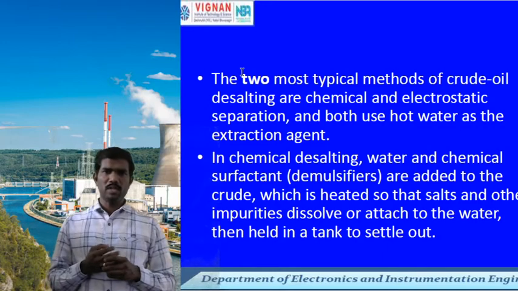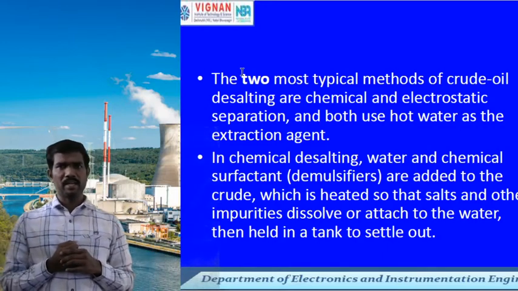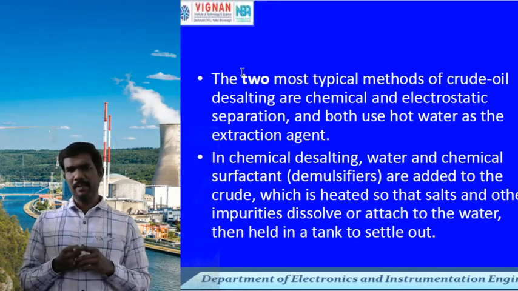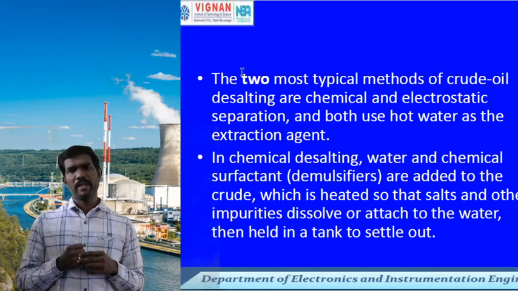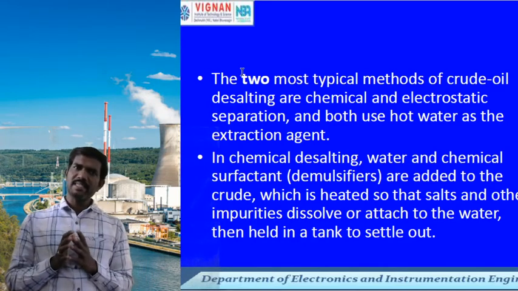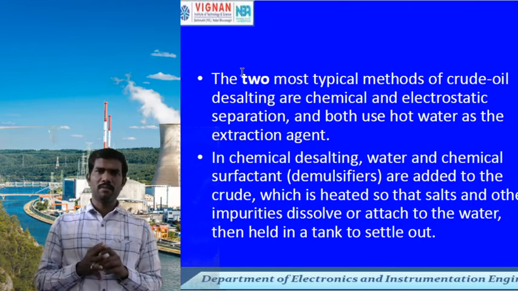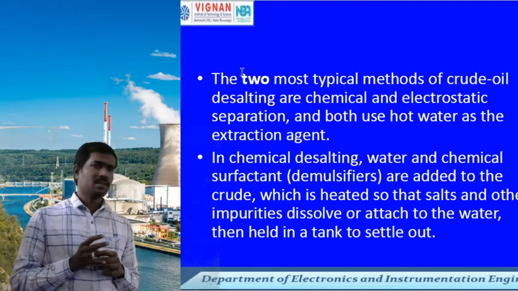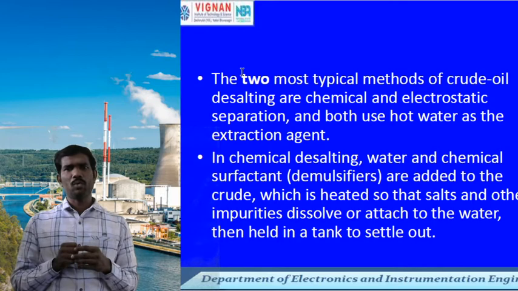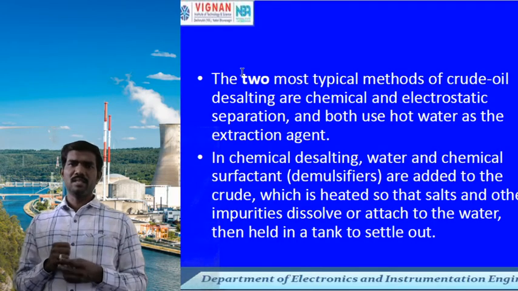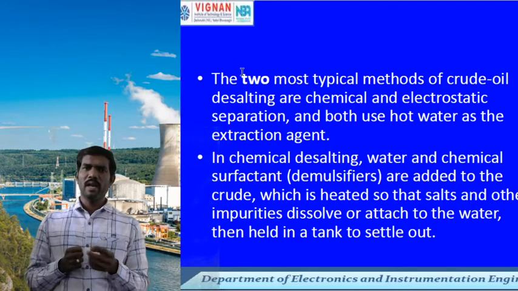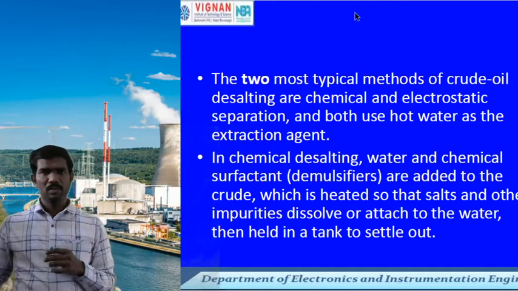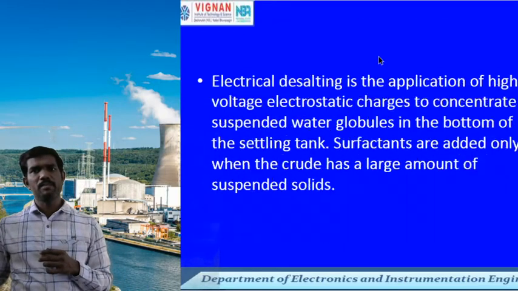The two most typical methods of crude oil desalting are chemical and electrostatic separation, and both use hot water as well as an extraction agent. In chemical desalting, water and a chemical surfactant, also called a demulsifier, are used. The crude is heated, and then salts are separated and other impurities are dissolved and attached to the water. Then it is held in a tank to settle out. So this is the desalting and dehydration process.